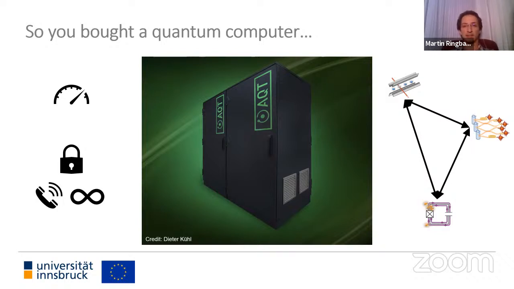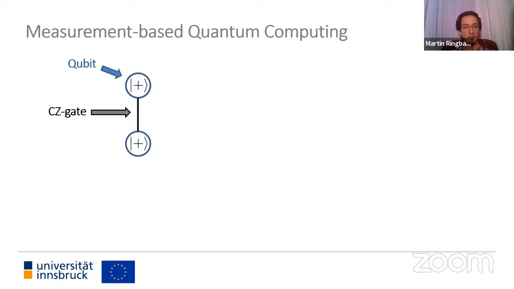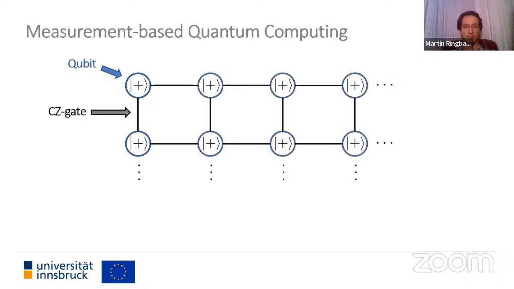Now, before I can talk about how this protocol really works, I need to do a quick recap of measurement-based quantum computing, because that's the formal framework that we'll use to derive this cross-check procedure. In measurement-based quantum computing, we start with some qubits in an equal superposition of 0 and 1. We entangle them with a controlled-Z gate, and then we keep doing that until we've built up a very large entangled state that is then the resource for our computation. We don't want to do computation by applying unitaries. We want to do computation just by measurements once we've built our cluster state.